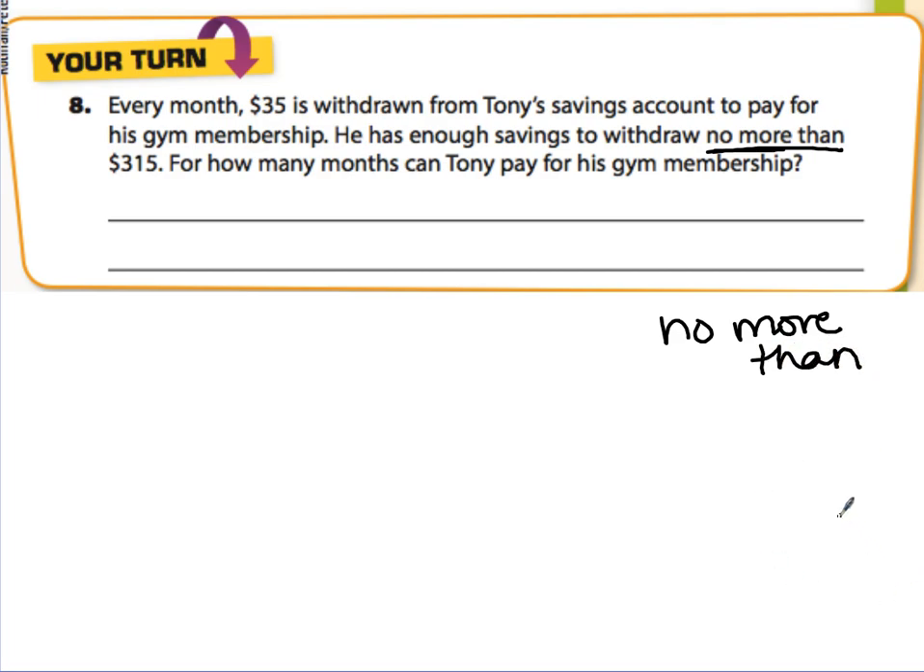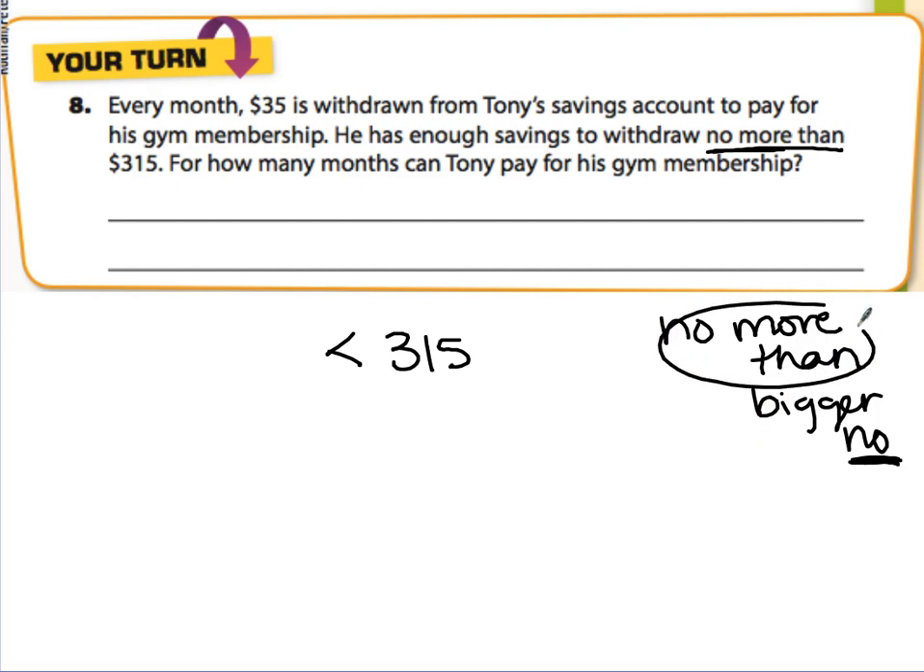Can it be bigger than this? The answer is no. Since it can't be bigger, it has to be smaller. So when it comes to 315, it has to be less than 315. So "no more than" would go in the less than section in the words section of your foldable. Whatever he does has to be less than $315.